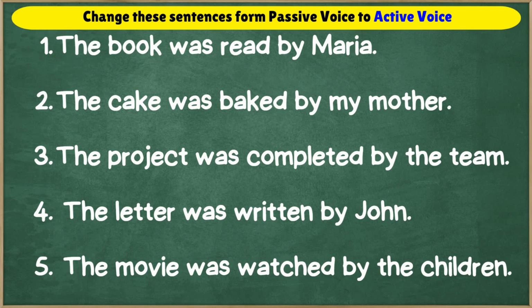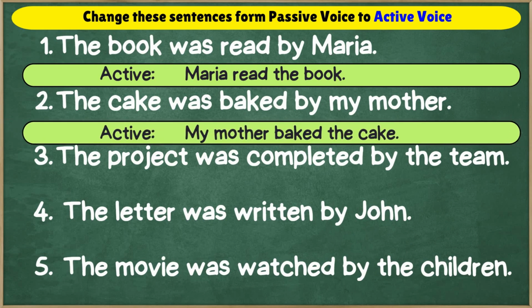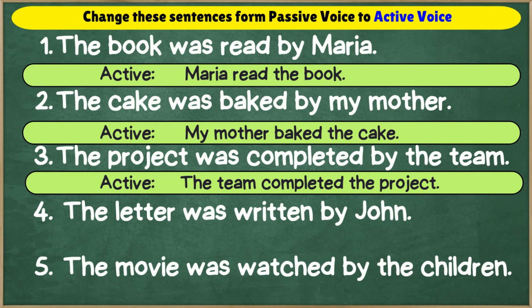Alright, let's answer. Number 1, the book was read by Maria. The active voice of this sentence is, Maria read the book. Number 2, the cake was baked by my mother. The active voice is, my mother baked the cake. Next, the project was completed by the team. The active voice is, the team completed the project.